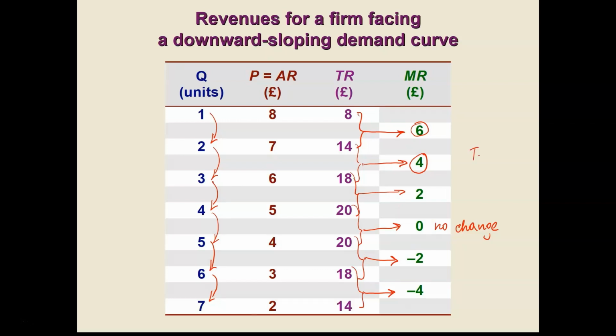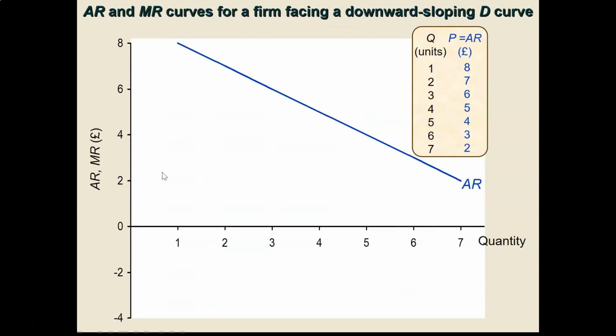So here, initially, total revenue increases for this range of units. Then it remains unchanged. Total revenue reaches its maximum. And then total revenue starts to decline. Marginal revenue is positive initially, then it becomes equal to 0, then it becomes negative. Let's try to see how it will look like on a graph.